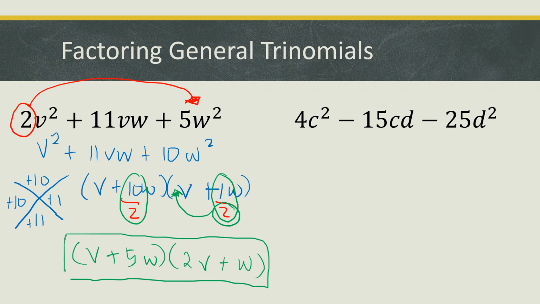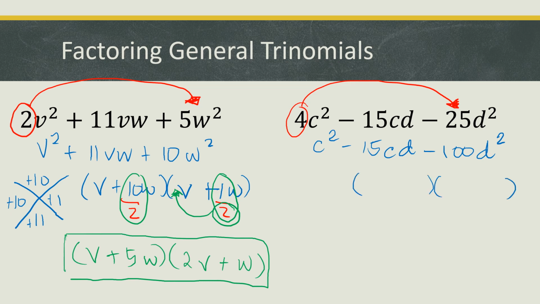Another example, 4c squared minus 15cd minus 25d squared. So first, use the a value to be multiplied to the c value. And that will give us the new expression of c squared minus 15cd minus 100d squared. So let us first factor the variables. c squared is c times c. d squared is d times d.